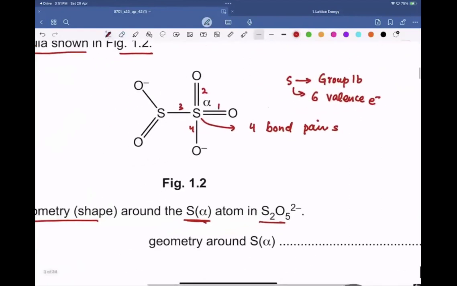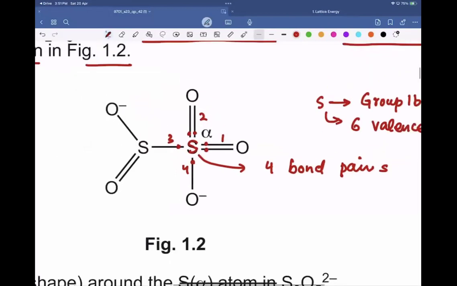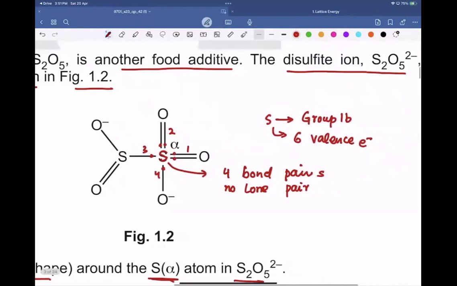If there are 6 valence electrons, and we look at this sulfur, one electron is shared over here, one over here, one over here, one over here, one over here, and one over here. So how many electrons are shared? All 6 electrons are shared. So it means there is no lone pair. There are 4 bond pairs and no lone pair. Is this understandable? And if this is the case, then the geometry is tetrahedral. The shape is tetrahedral.